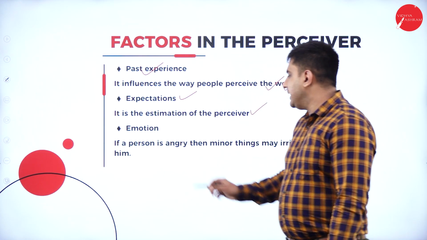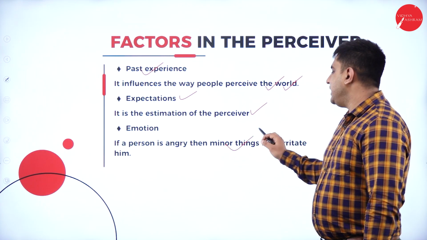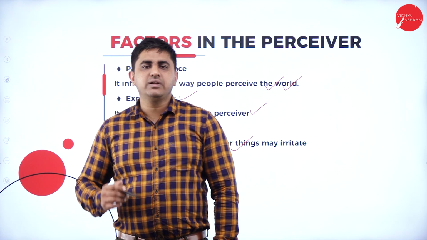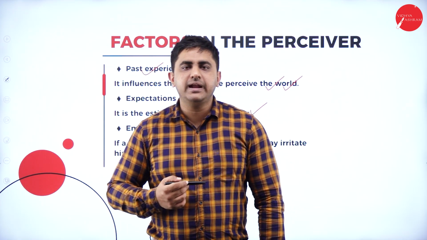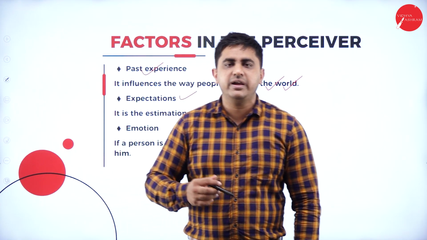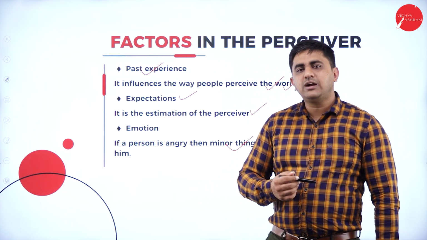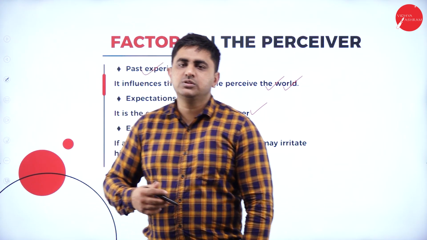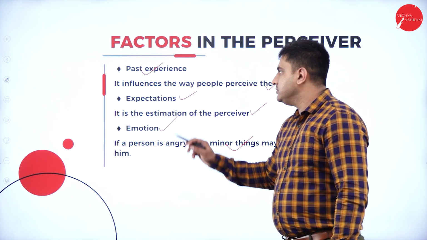If a person is angry, then minor things may irritate him. If a person is very angry and you try to crack a joke, he gets irritated and behaves in a very arrogant way. And the same joke you crack to him when he is very happy, he takes in a very light manner. So this is regarding emotion.